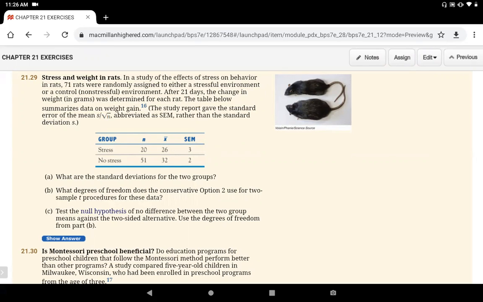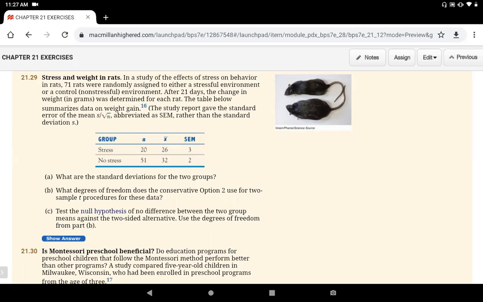All right, let's take a look at exercise 29 in chapter 21, stress and weight in rats. In a study of the effects of stress on behavior in rats, 71 rats were randomly assigned to either a stressful environment or a control, non-stressful environment. After 21 days, the change in weight in grams was determined for each rat. The table below summarizes data on weight gain.